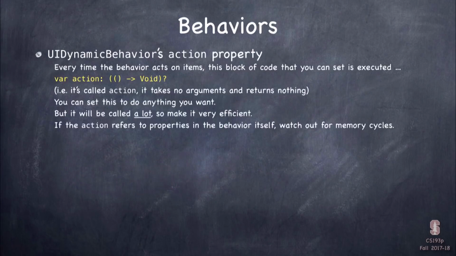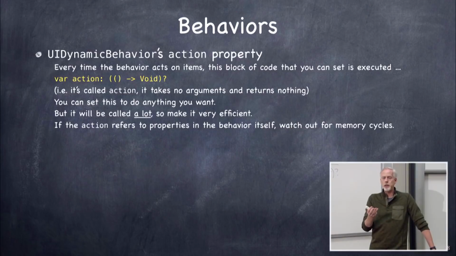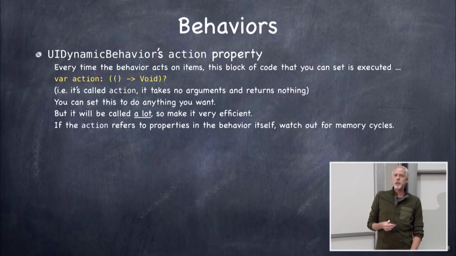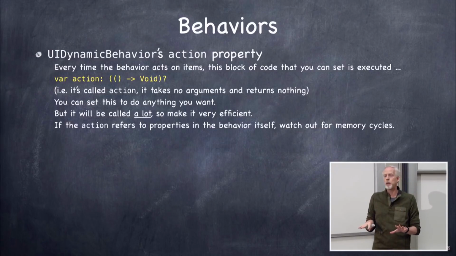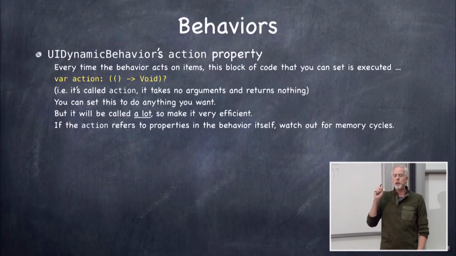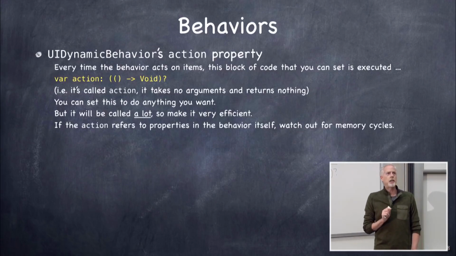All right? Now, UIDynamicBehavior has another awesome var that you inherit when you create a subclass, or when these subclasses are created, which is action. So action is a closure, takes no arguments, returns no arguments. This closure gets executed every time this UIDynamicBehavior acts.